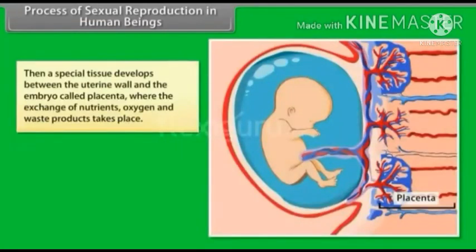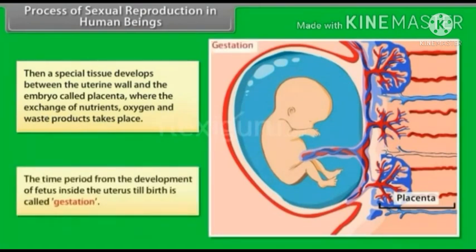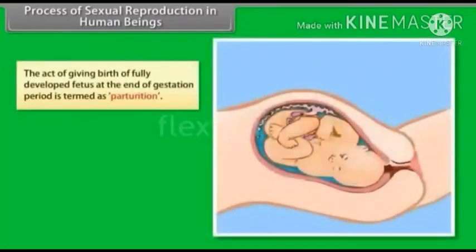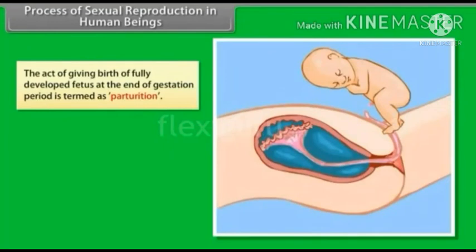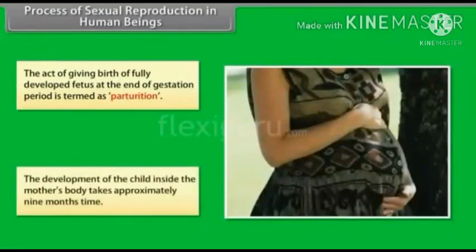Then a special tissue develops between the uterine wall and the embryo called the placenta, where the exchange of nutrients, oxygen and waste products takes place. The time period from the development of the fetus inside the uterus till birth is called gestation. The act of giving birth to a fully developed fetus at the end of the gestation period is termed parturition. The development of the child inside the mother's body takes approximately 9 months.